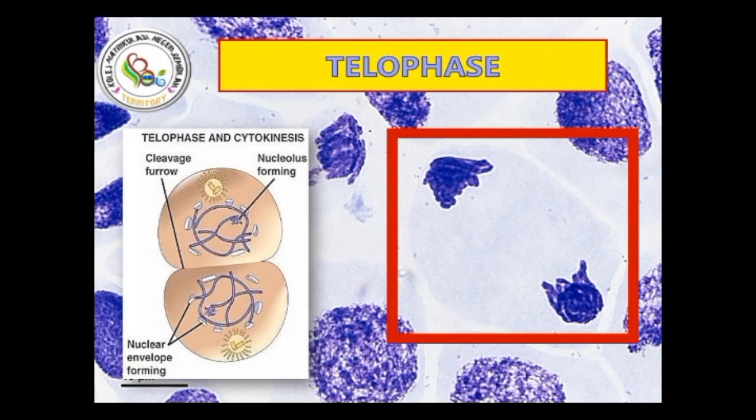The last phase in mitosis is telophase. During telophase, the chromosomes reach the opposite poles and the chromosomes become less condensed, which are uncoiled and lengthened and thus become invisible again.